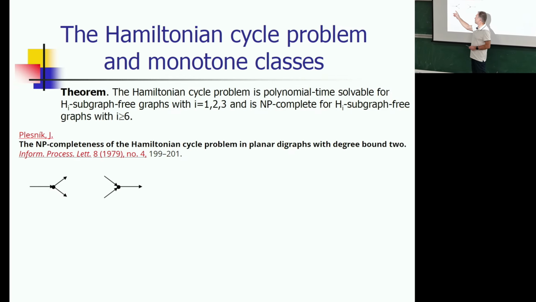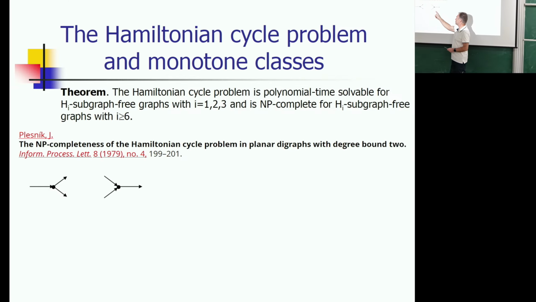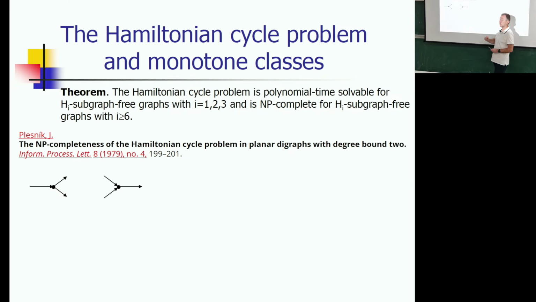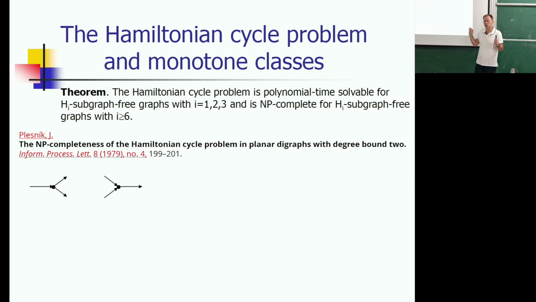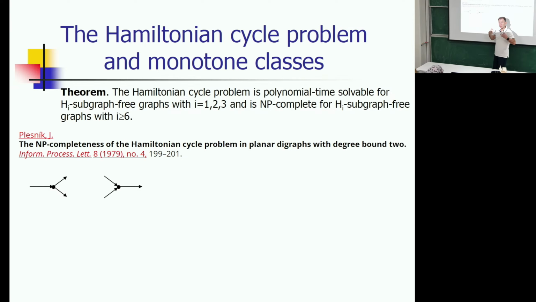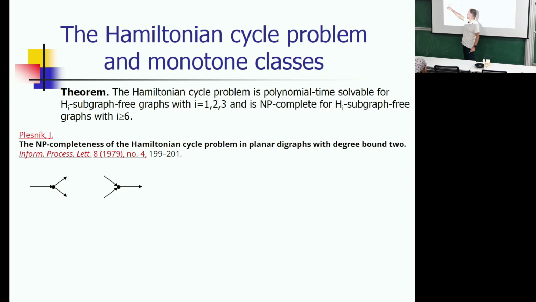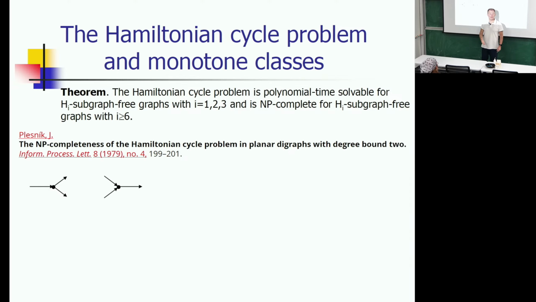In these graphs, for each vertex, there is either exactly one edge coming to the vertex and exactly two edges leaving the vertex, or we have exactly two directed edges coming to the vertex and exactly one edge leaving the vertex. Only two types of vertices. And he proved that the problem is NP-complete for graphs of this type. Since this is the only edge coming to the vertex, and we are talking about directed Hamiltonian cycles, we know that this edge belongs to any Hamiltonian cycle if the graph contains it. And similarly this edge is mandatory and this edge is mandatory.